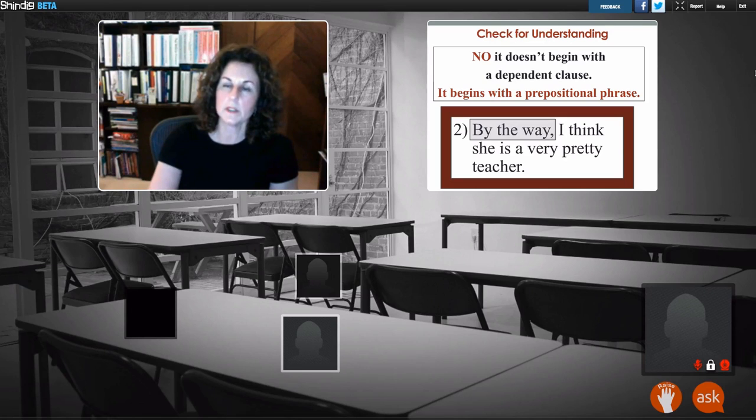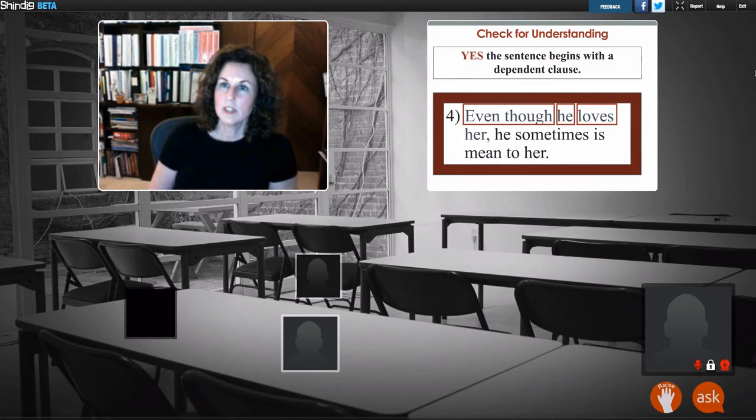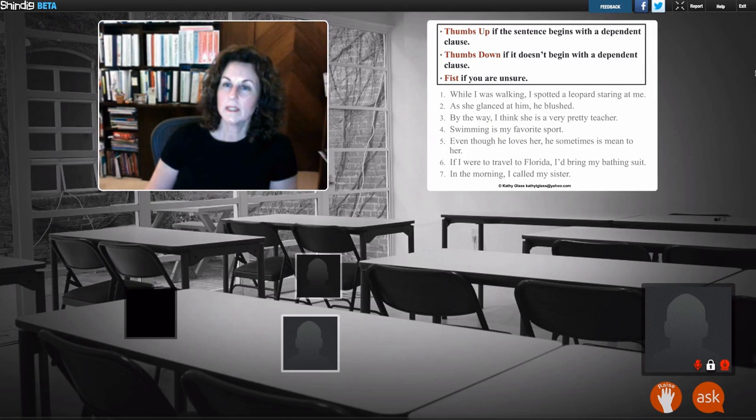A lot of people get this confused with the clause. This is a prepositional phrase because it doesn't have a verb. By is your preposition. Way is the object of the preposition. So go to the next slide, please. Next slide. So you see here, this has the three parts. Even though is your subordinating conjunction, there's your subject, he, and your verb is love. So you want to teach this sentence structure to help them. Next. Next.